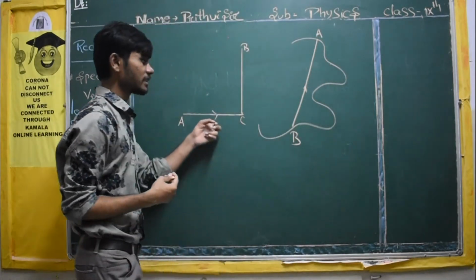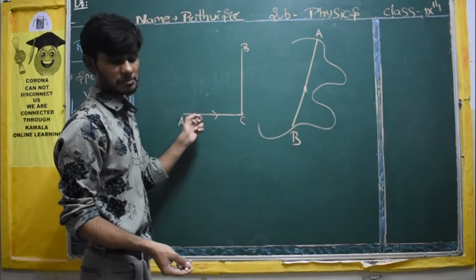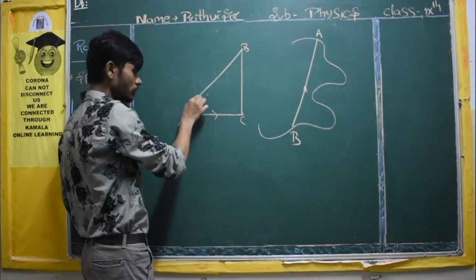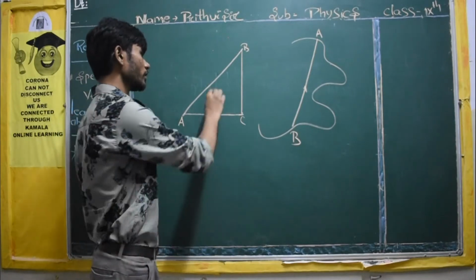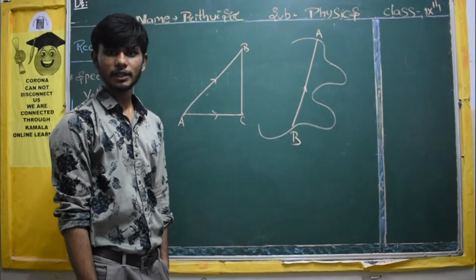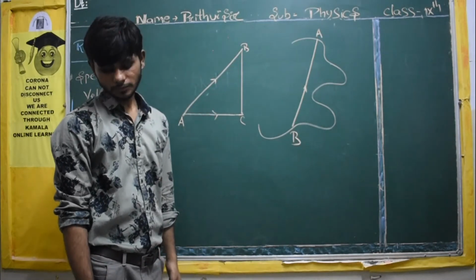So if the question is asked, draw a displacement vector from point A to point B, then what will you do? You will just attach point A to point B, and this will be your displacement vector. It is the shortest possible path which you can follow.